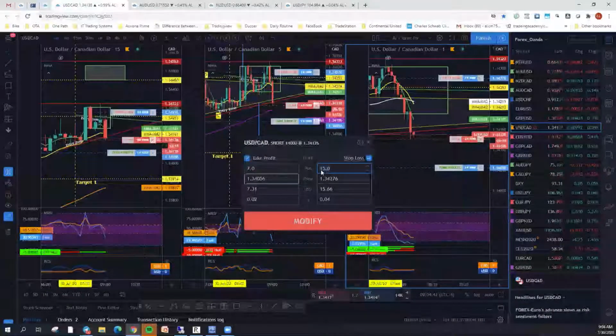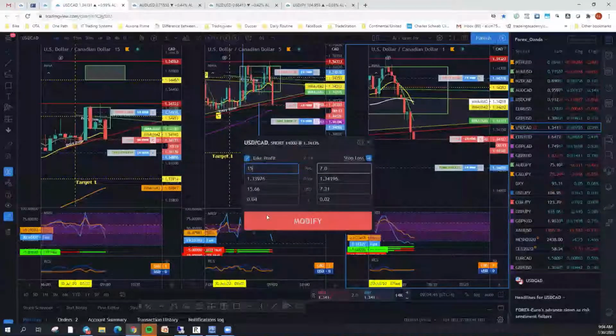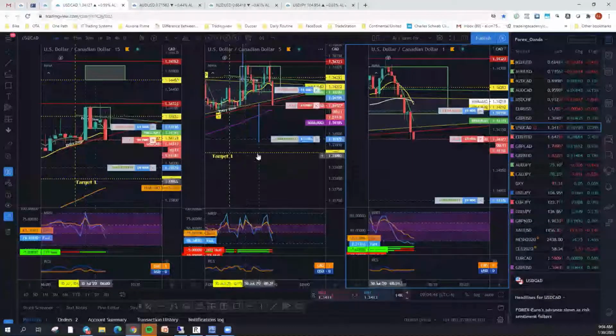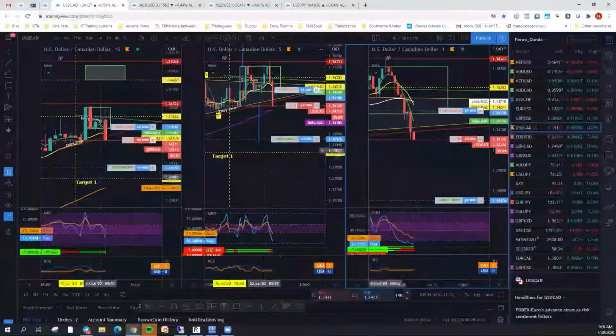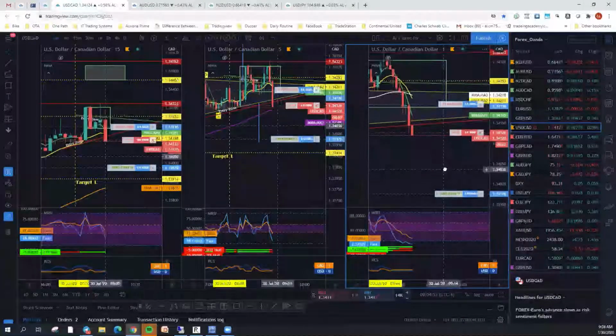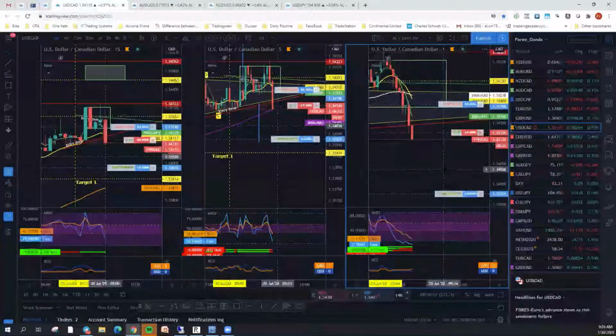So I got this reversed. 715. I'll give this one a little bit of extra room to get down near this, to the bottom of that stick. Oh, that's a really nice candle.